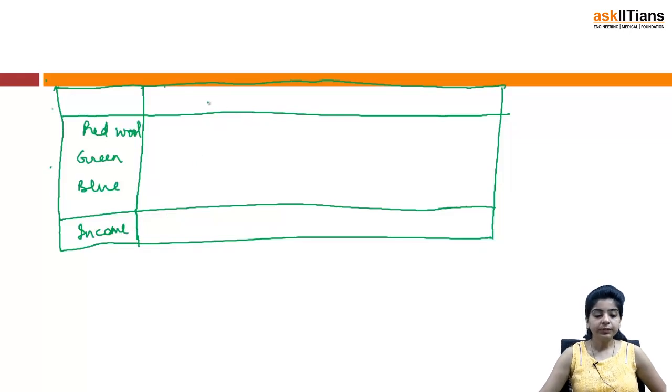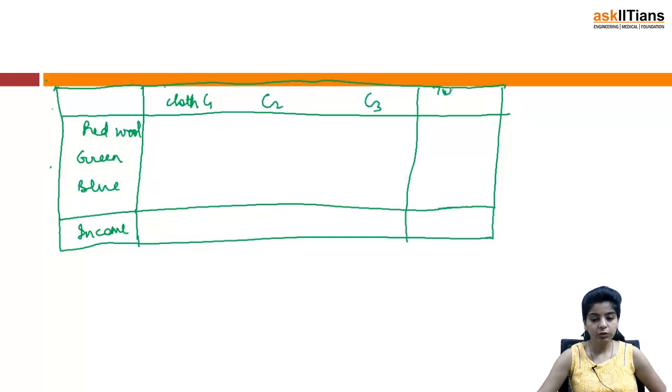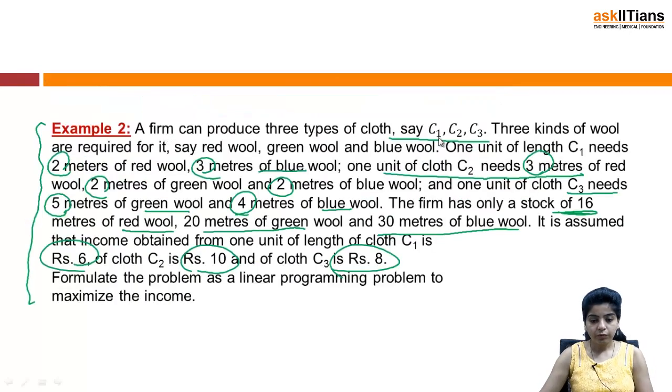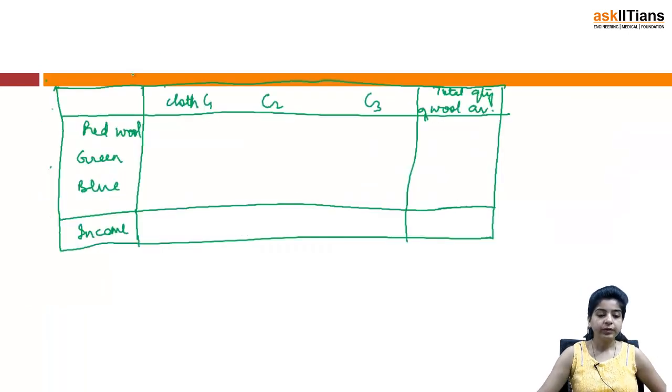Now here we'll have cloths, that is C1, then you'll have C2, then you have C3, and here we can put the total quantity of wool available, right? So for C1 it needs 2 meters of red wool, 3 meters of blue wool, that means 0 meters of green wool.